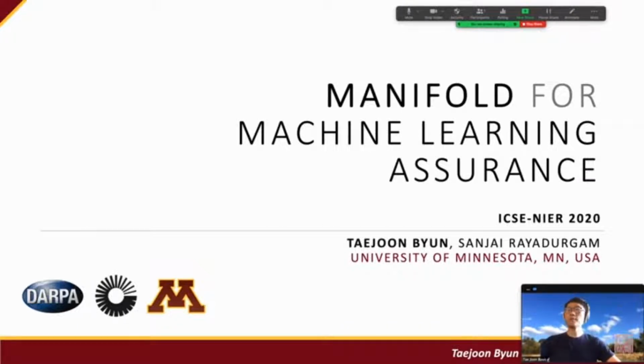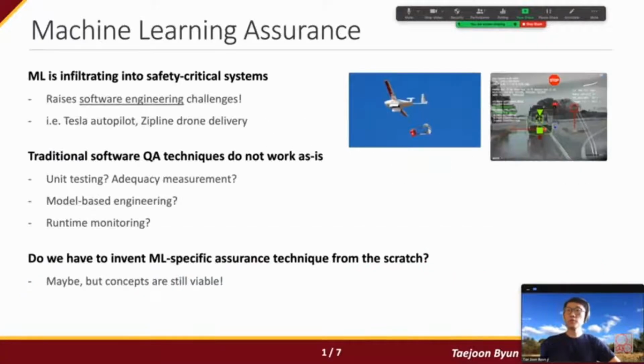I'm going to present our work on a new concept for the assurance of machine learning systems. As machine learning is infiltrating into safety-critical systems, it is becoming a software engineering problem. However, the quality assurance techniques are not catching up fast enough with the disruptive adoption of AI. For example, Zipline flies autonomous drones to deliver medical supplies, and they allegedly spend more than 50% of their time and money in verification and validation.